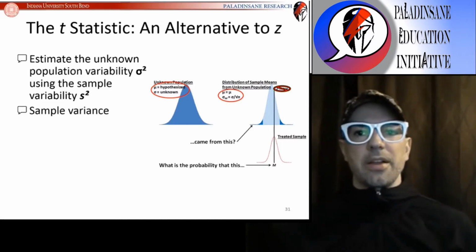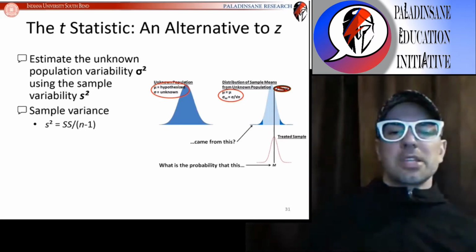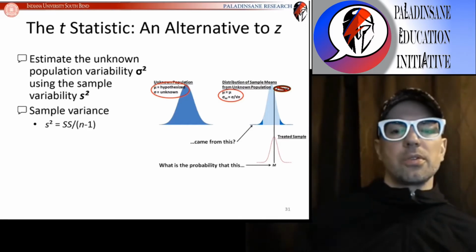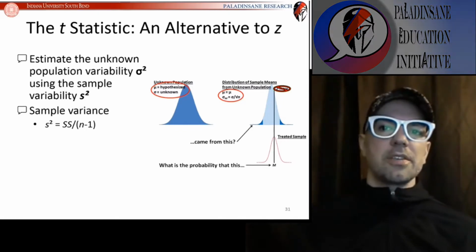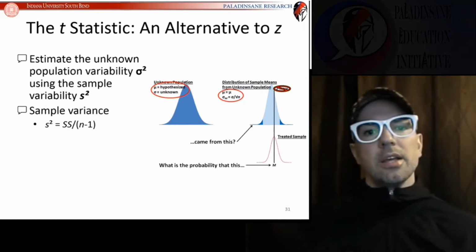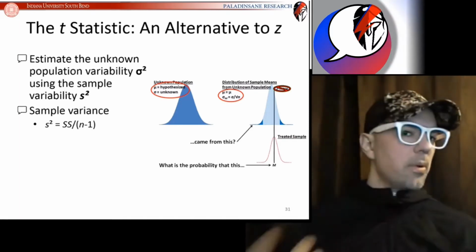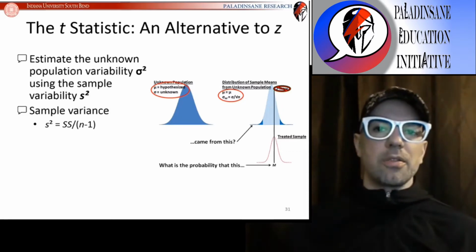So sample variance, if you remember back to week number 2, is the sum of squared deviations divided by n minus 1. So n is the size of your sample. So it's the sum of squared deviations divided by the size of your sample minus 1. This size of your sample minus 1 commonly occurs. Remember I told you the universe loves the minus 1. Minus 1 pops up all over the universe.